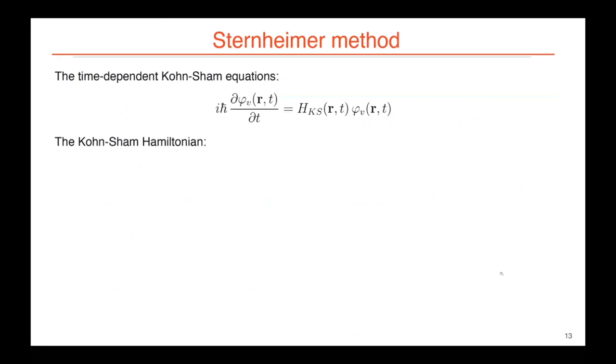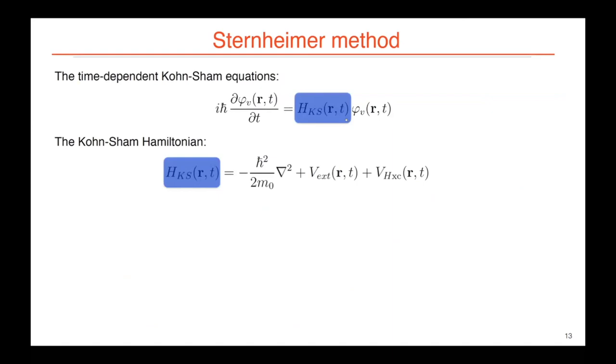Now let's talk about the second approach, which is also used in different groups, but maybe less frequently than the Dyson method. The idea is quite simple. We start with the time-dependent quantum equation. And I just recall that the quantum Hamiltonian is written in this form: we have kinetic energy, an external potential that depends on time, and an exchange correlation potential that depends on time.